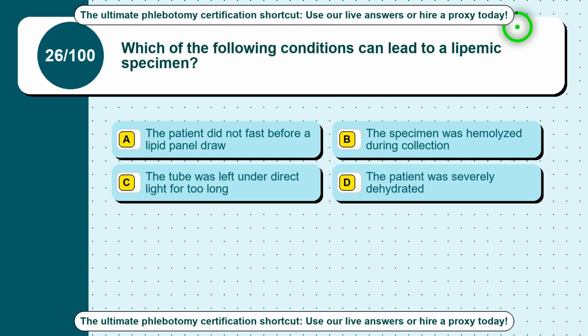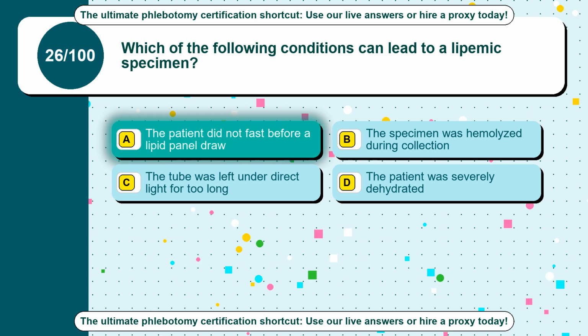Question 26. Which of the following conditions can lead to a lipemic specimen? Option A. The patient did not fast before a lipid panel draw. Option B. The specimen was hemolyzed during collection. Option C. The tube was left under direct light for too long. Option D. The patient was severely dehydrated. The correct answer is option A.